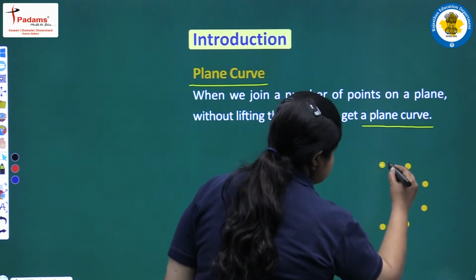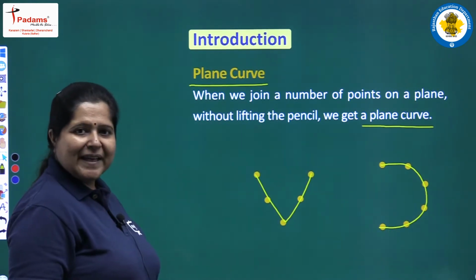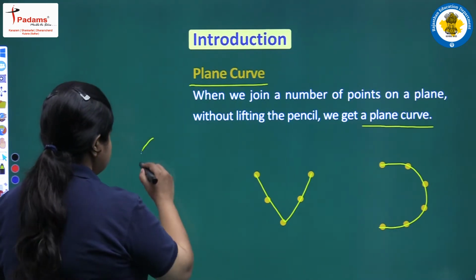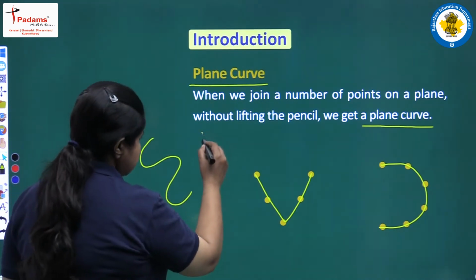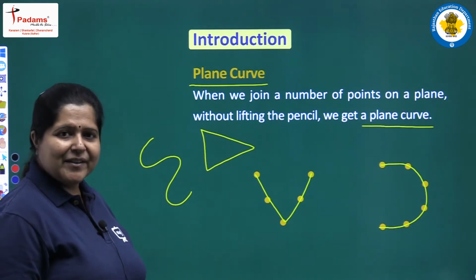Again, let us join these points. This is also a plane curve. Similarly, we can draw many plane curves. This is a plane curve. This is a plane curve. Similarly, many curves can be drawn.